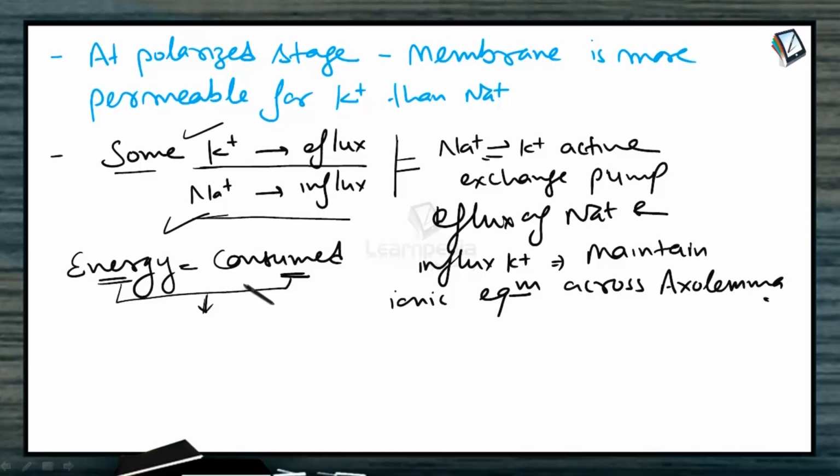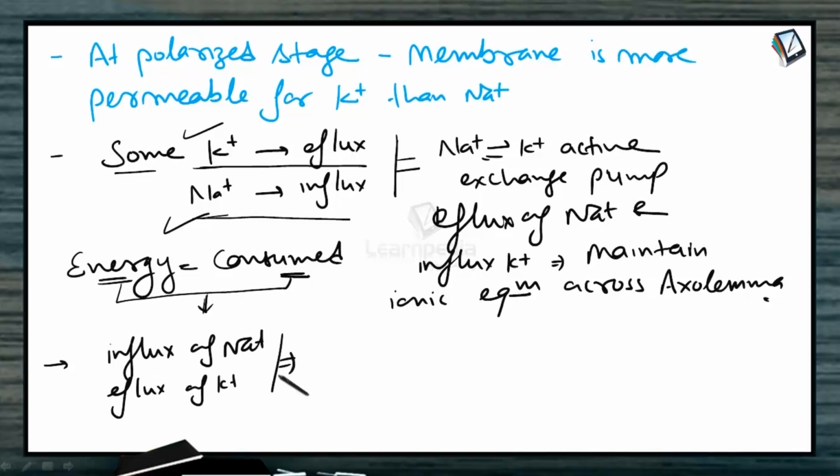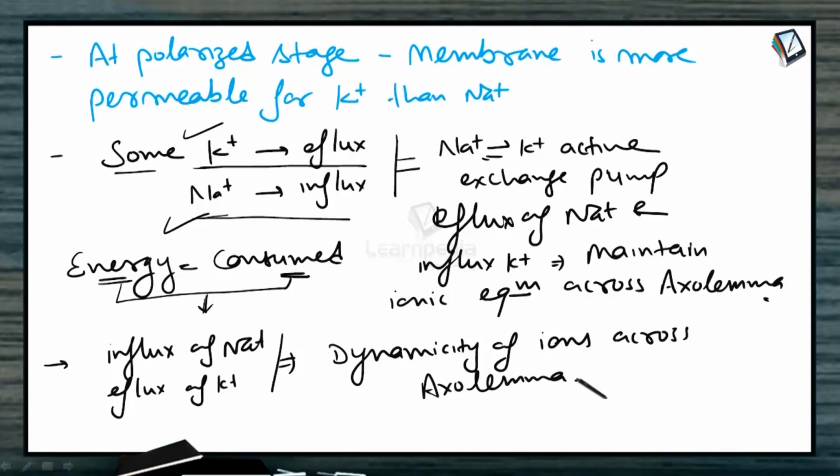So this is the special feature of the polarized stage. Why does the membrane do such influx and efflux of sodium and potassium respectively? So we can say such influx of sodium and efflux of potassium without any impulse or disturbance continues. This helps to maintain dynamicity of ions across axolemma. So finally, at polarized stage, there is more sodium outside than inside, and more potassium inside than outside. Membrane is electropositive outside and electronegative inside. Inside negativity is due to some fixed anionic proteins. At this stage, potential across the membrane is -70 millivolt, and such potential is called resting potential or polarized potential.